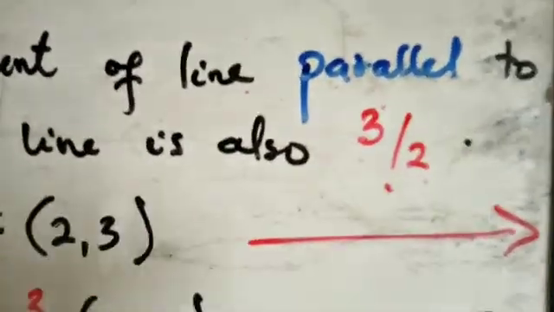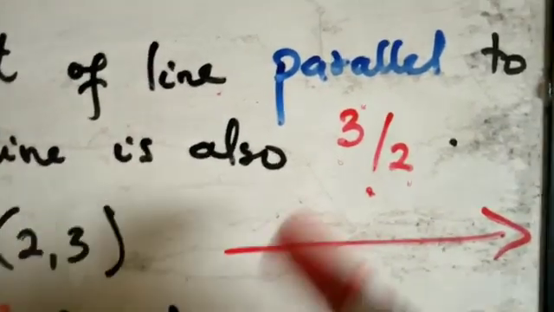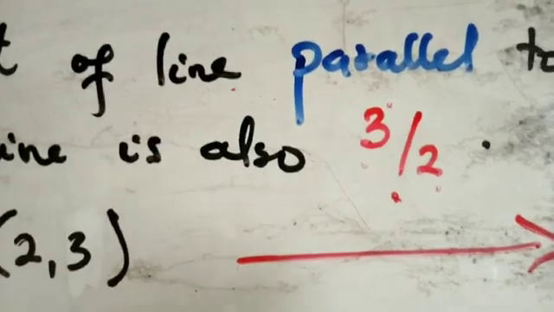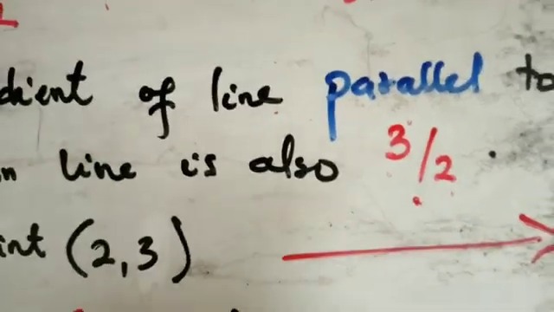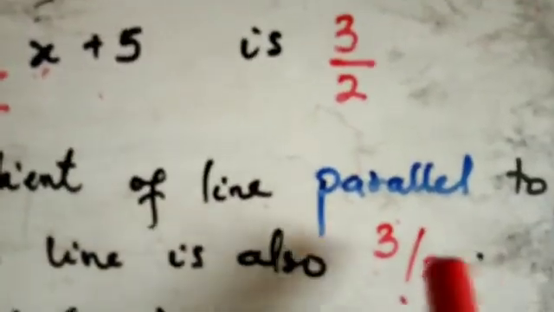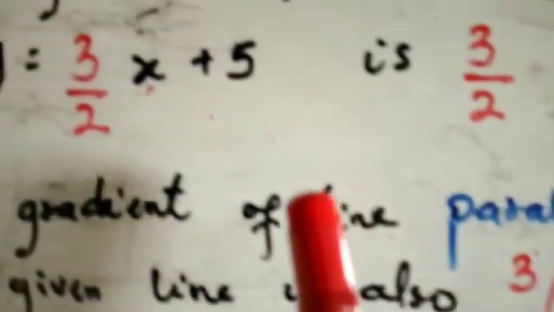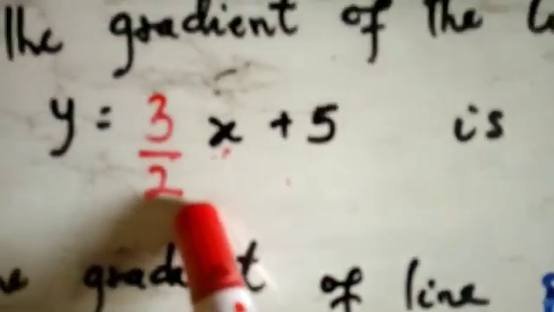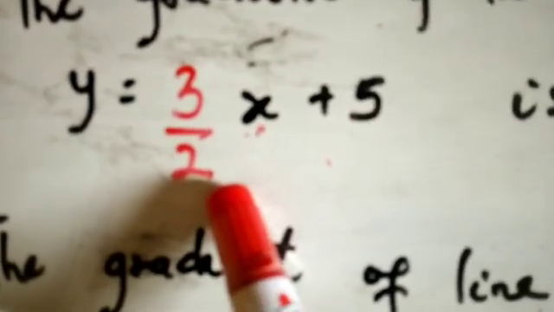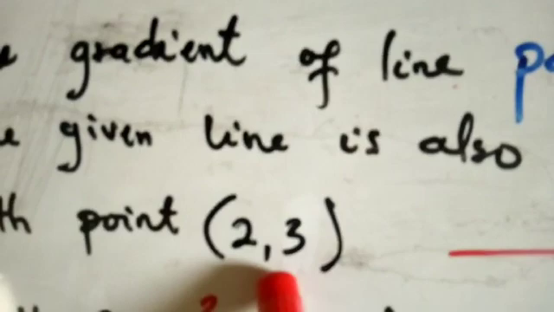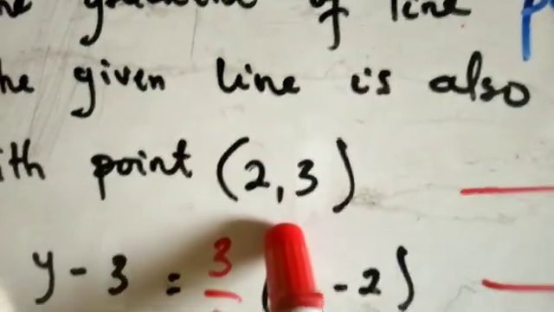If you and your sibling have the same surname, it means that maybe your father or your great grandfather also bears the same name. That is just a definition. So when you say that this equation is parallel to what we are looking for, it means those two equations have the same gradient. And we know that the gradient is the guy attached to the x, which is 3 over 2. Now that we know the gradient, we can just use the point we are given, which is 2, 3.